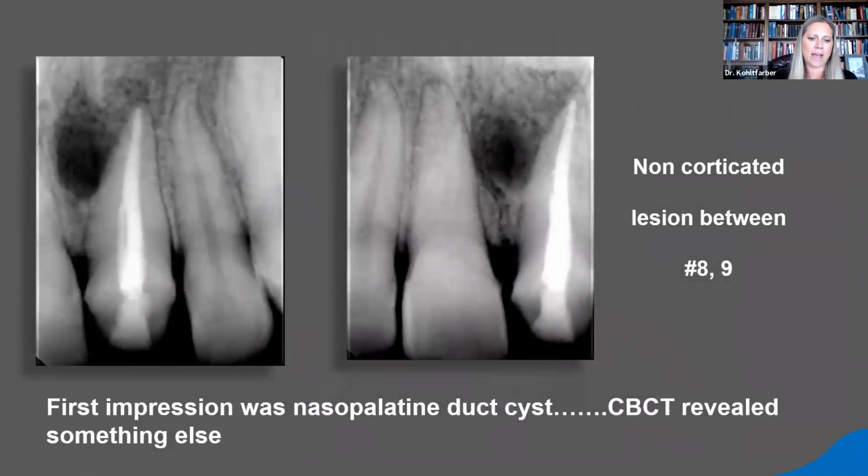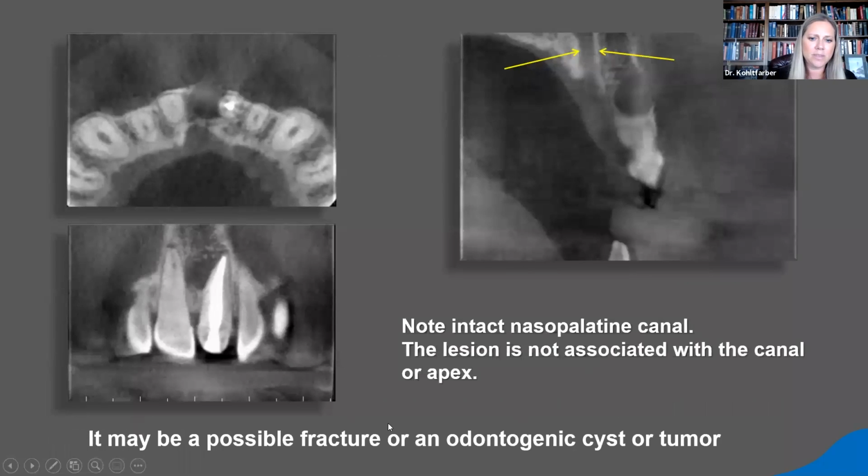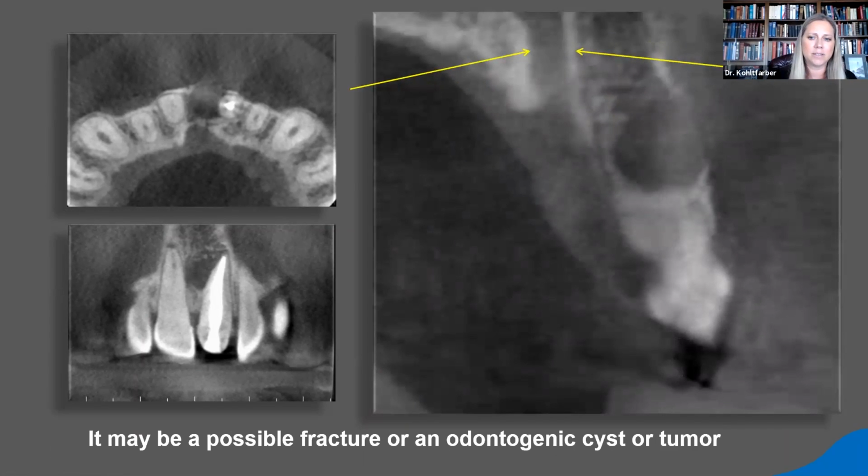This was a case, in fact, they weren't quite sure what was going on. Non-corticated lesion between teeth number 8 and 9. They thought maybe this was a nasopalatine duct cyst. That the CBCT showed that it was not. Maybe a possible fracture or an odontogenic cyst or tumor, but our canal was nicely intact. You can see that really well.